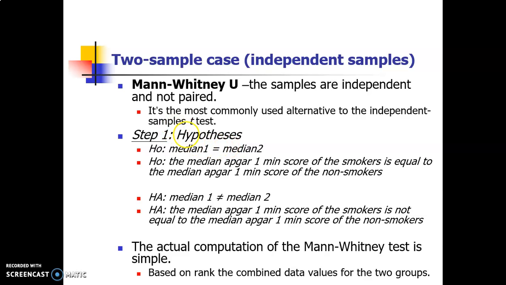Which means there is no significant difference between median 1 and median 2. So for the HA, median 1 is not equal to median 2, or we can say that there is a significant difference between median 1 and median 2. Okay?